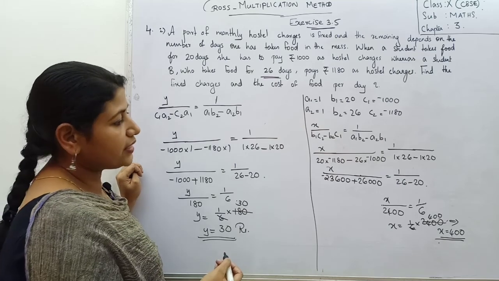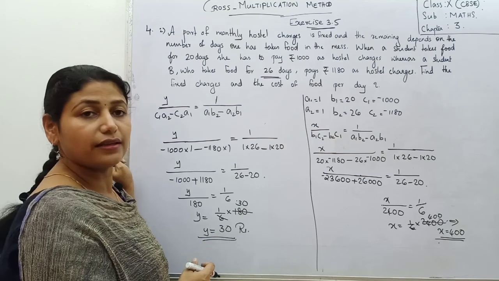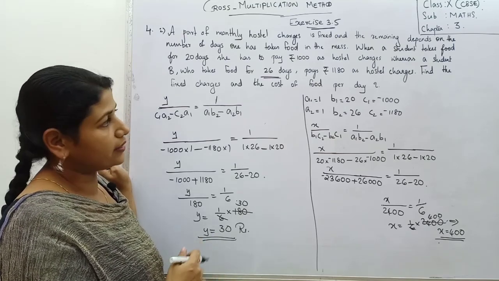Okay, so the fixed charge for each day is 400 rupees, and the cost of food for each day is 30 rupees. So this is our answer.